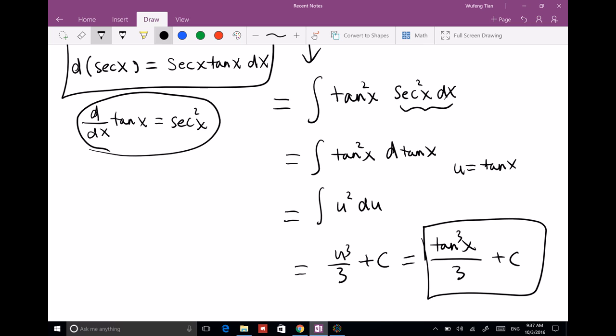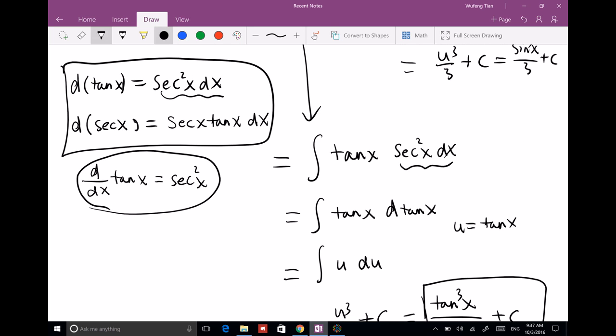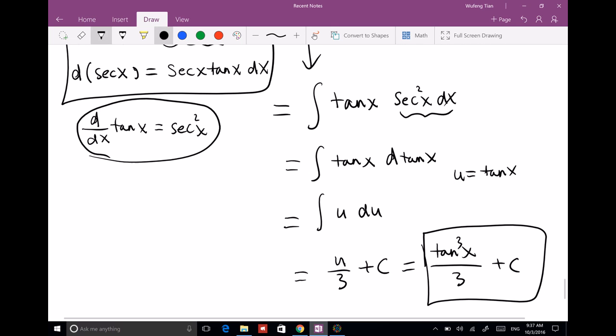Oh, my bad. Why do I have the square? Because in the problem, I don't have a square. Tangent x, right? So I just have u. My bad. When you do that, you have to pay attention. But the whole method of thinking is right. Okay, tangent squared over 2. Okay, so this is the tangent secant.